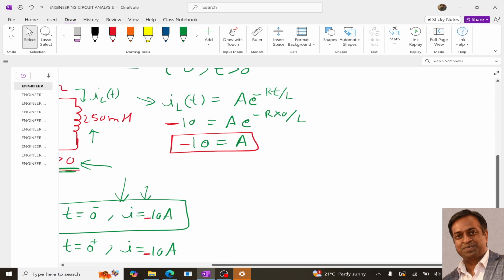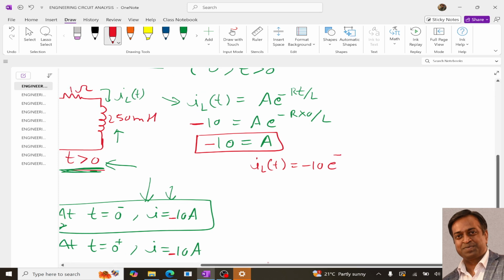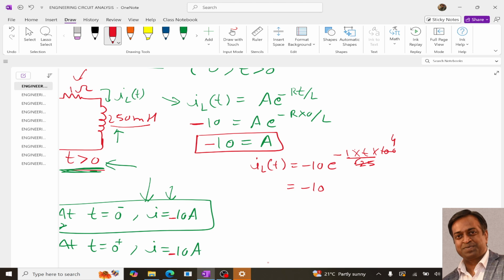And now from this we will get iL(t) equals minus 10 e power minus, what is R? It is 1 upon 1 into t upon L, where L is 250 millihenry, so we can write 0.25. Rearranging this, we get minus 10 and this into 100, so cancel, so it will be minus 40. So this is the expression for the current, right? Now once we get this, we can determine our vL(t).